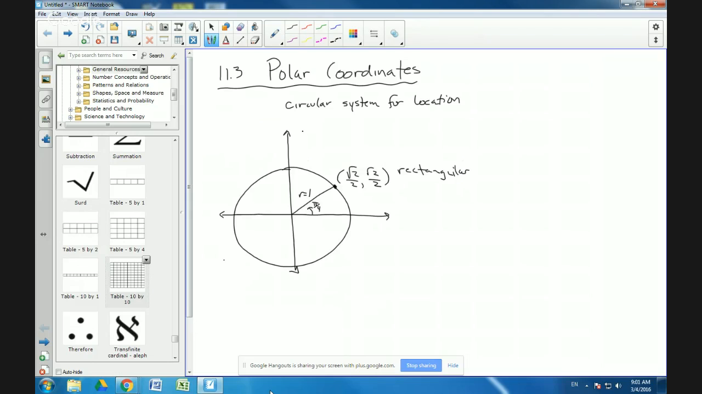Cartesian coordinate system. So our x value is root 2 over 2, right? And our y value is root 2 over 2.